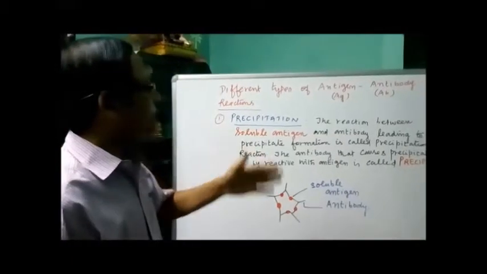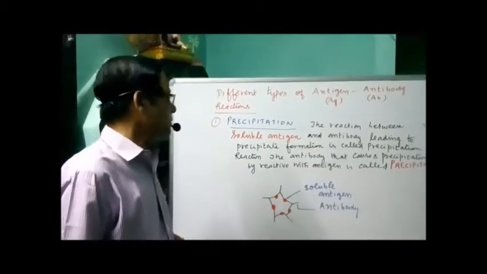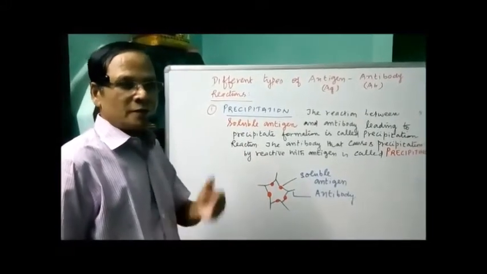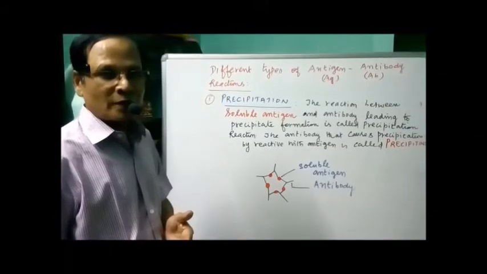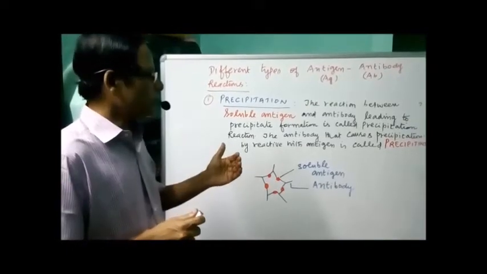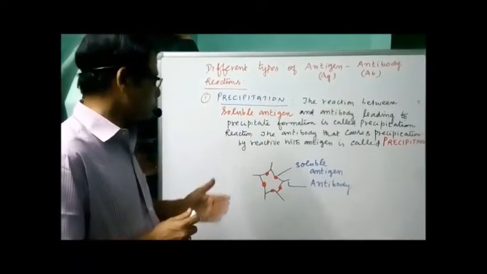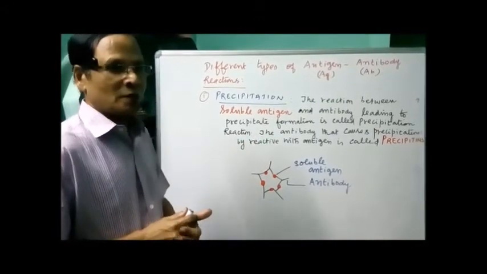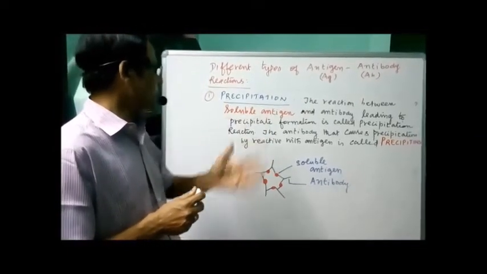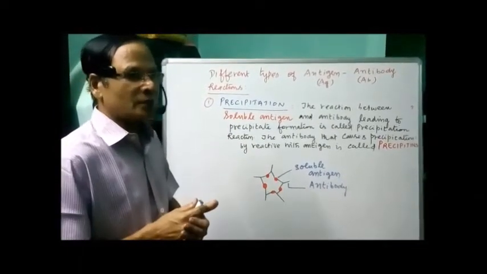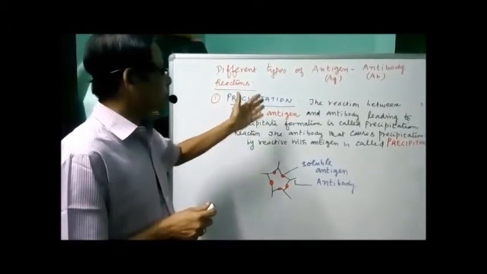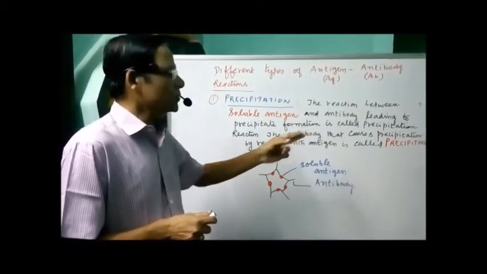We have the following types of antigen antibody reactions. Number one, altogether we have four different types. Number one, precipitation. This is the reaction between the soluble antigen and the antibody, leading to the formation of a precipitate. So the antibody causes the precipitation of what is normally called the soluble antigen. The process is called precipitation reaction. The antibody that causes precipitation by reacting with antigen is called precipitin. So the name of the process is called precipitation and the antibody is called precipitin.